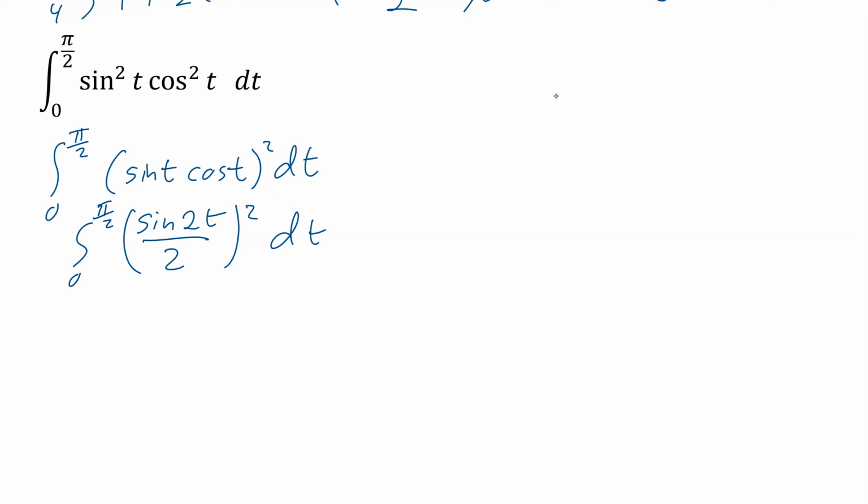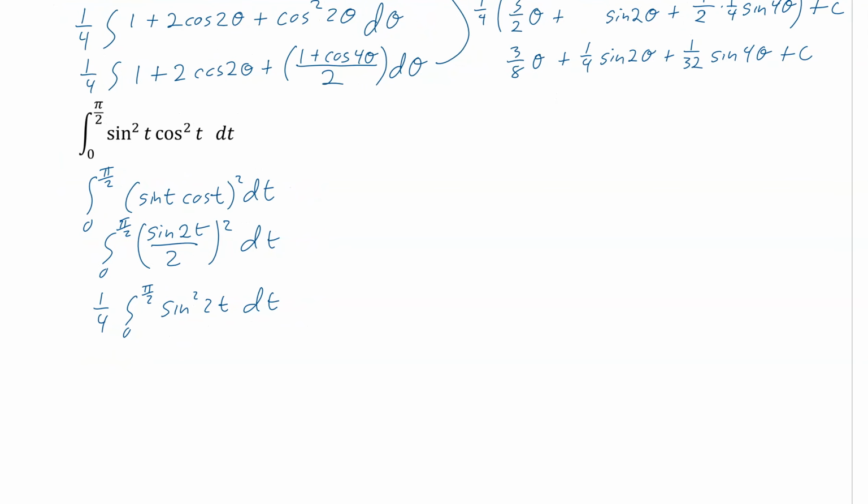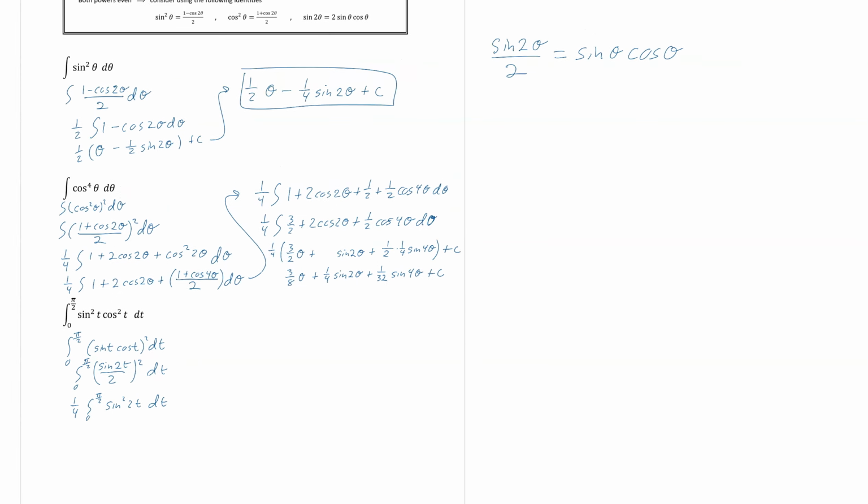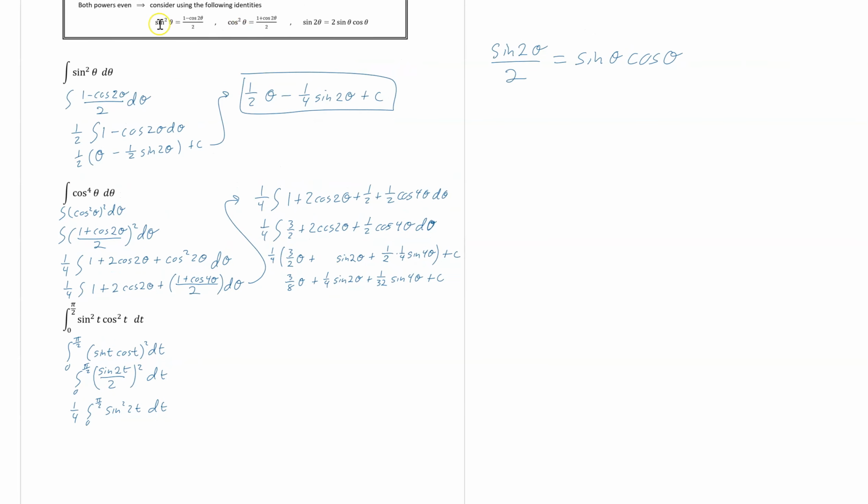squared. And so now we can distribute that square and we get 1/4, integral 0 to pi over 2, sine squared 2t dt. And so now you can see it looks a lot nicer. We've gotten rid of one of the squares because we had two sets of squares there, and now we're down to one. So if we go back to our double angle identities, you can see that we can apply this one. So sine squared theta is that.